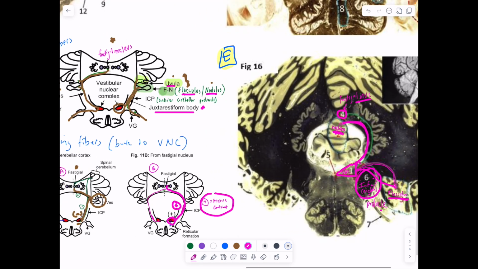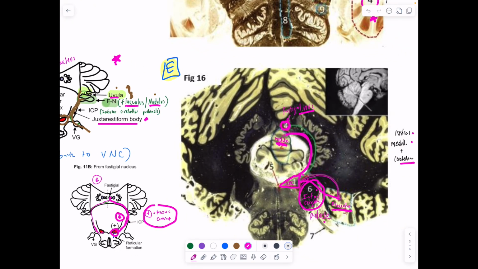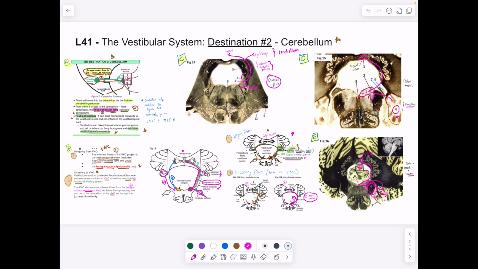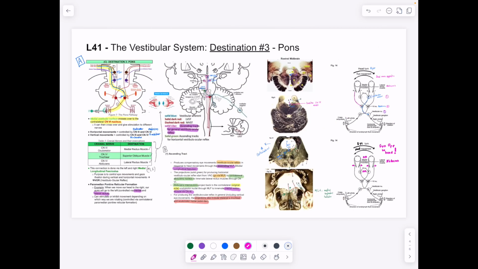All right, and so again, this is what it should look like up here: fastigial nucleus, nodulus, which should be adjacent to the flocculus. So this is a weird cross-section of some sort. All right, so not too bad. Cerebellum again is to modulate our vestibulospinal movements. Okay, then we have the pons region, and so this is all about the eye reflexes. So we actually like this part. It's not too bad once we dive into it.